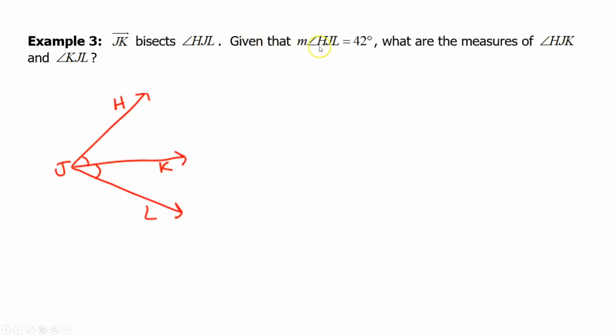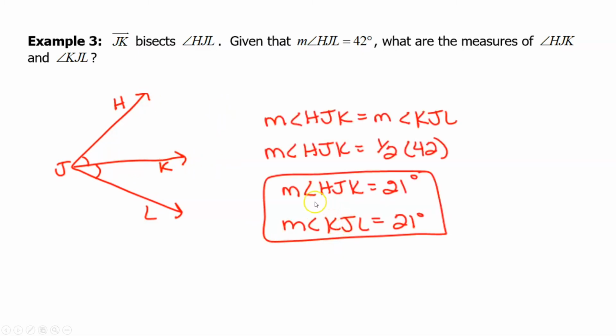Now it says, given that the measure of angle HJL is 42, what are the measures of HJK and KJL? So if this entire angle is 42, then think about what the measure of each smaller angle would be if we know that that angle is getting split in half. So if you got the measure of HJK is 21 and the measure of KJL is 21, then you're right.